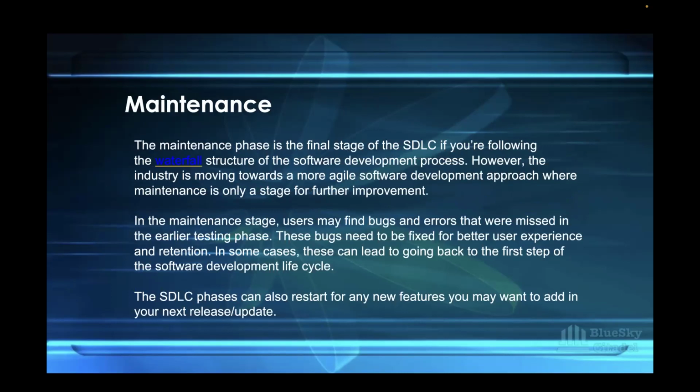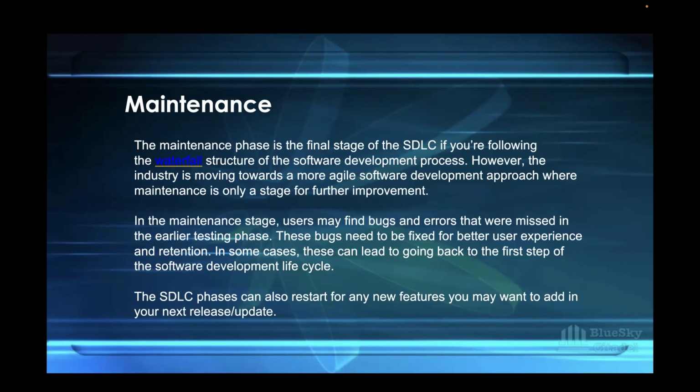And so the maintenance phase is the final stage of the SDLC. If you are following the waterfall structure of the software development process, this will be the final stage. However, the industry is moving towards a more agile software development approach, which is what we practice here in Blue Sky. And most organizations out there use Agile. We'll be touching more on those methodologies as we progress into the class. So, in an agile software development approach, maintenance is only a stage for further improvement.